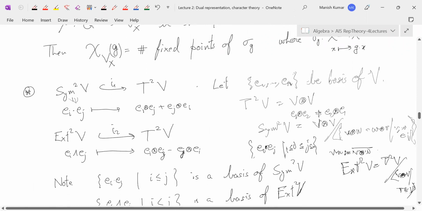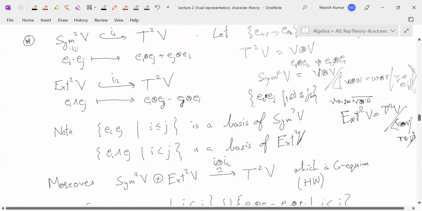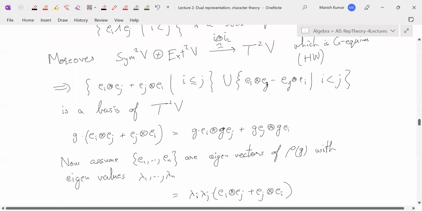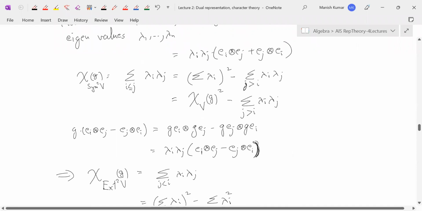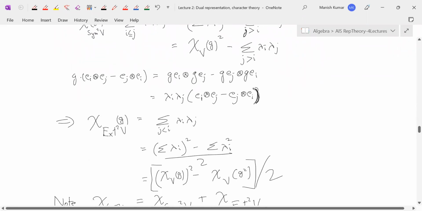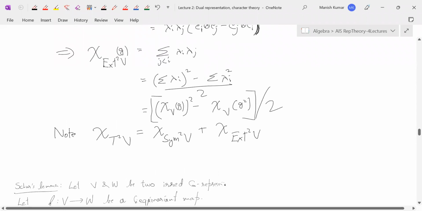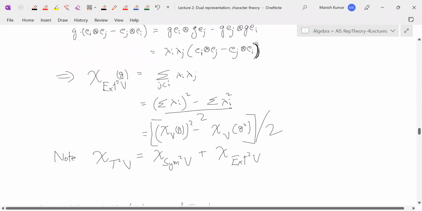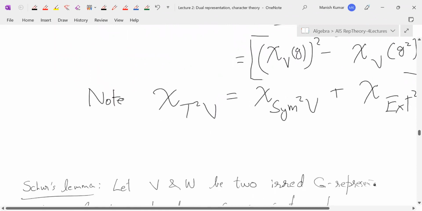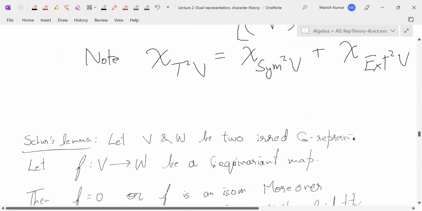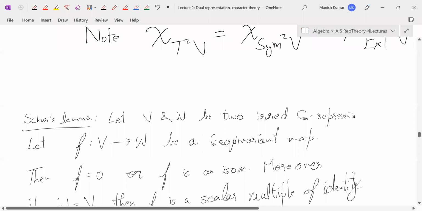If you are not familiar with Sym² and Λ², then maybe this fast forward way of doing things may not have helped you, but this is just trying to tell you that you can actually compute characters of these natural operations as well. Okay, so if you didn't follow this, it's okay. Look at it later in the notes, and it will not affect the rest of the lecture. I wasn't sure whether I should include it or not, but I thought maybe I should show some computation. So next thing.